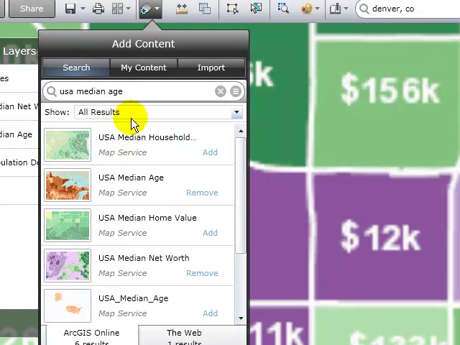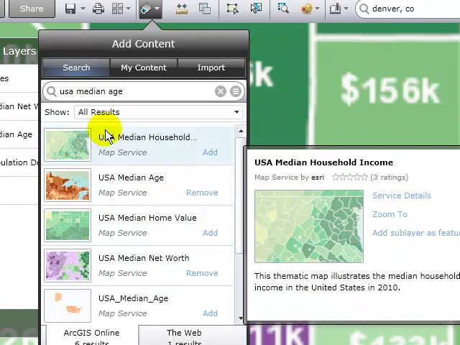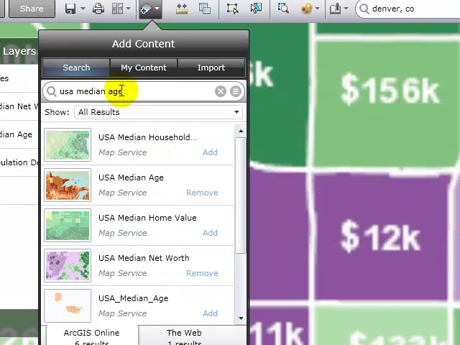So here's where I found the median age and the median net worth. You could enter other terms here in the Add Content window and start exploring those variables. In other words, these maps are fully customizable. Think of them as your toolbox for investigating this particular issue that we're uncovering right now.